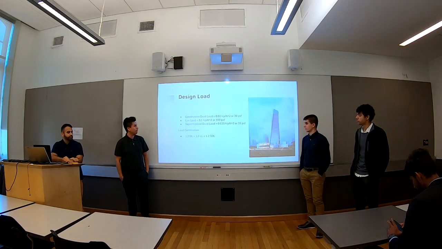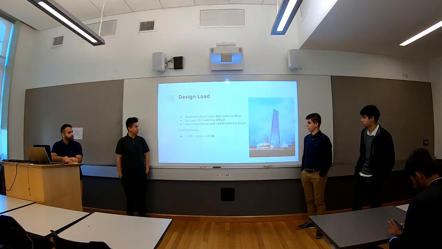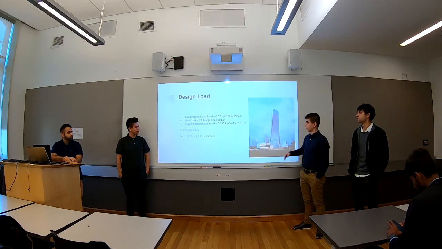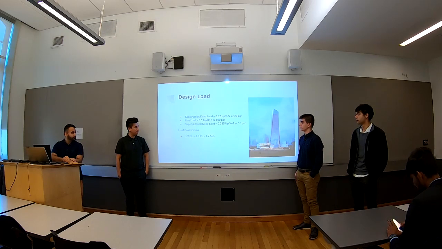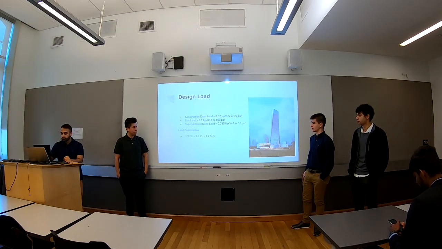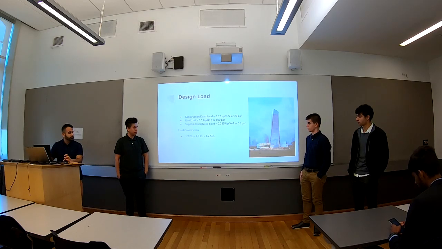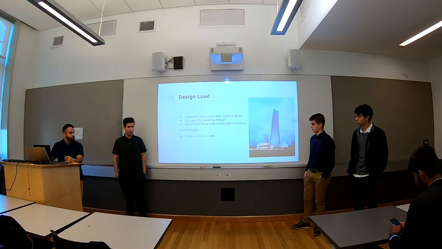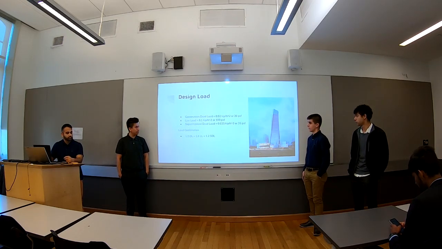For our construction dead load, we have 20 pounds per square foot. For our live load, we have 100 pounds per square foot. And for our superimposed dead load, we have 35 pounds per square foot. For the load combination that we used for our analysis of shear and moment, we used 1.2 dead load plus 1.6 live load plus 1.2 superimposed dead load.